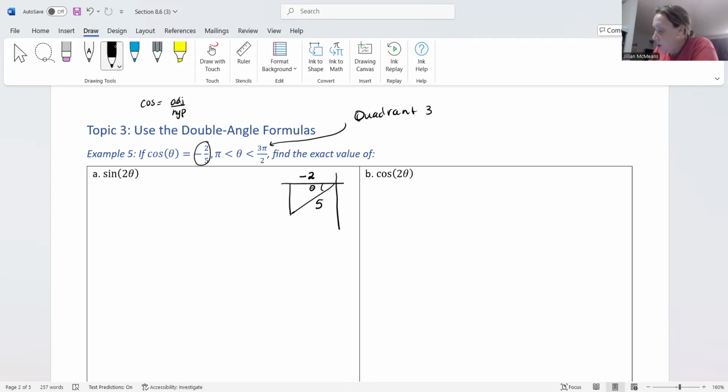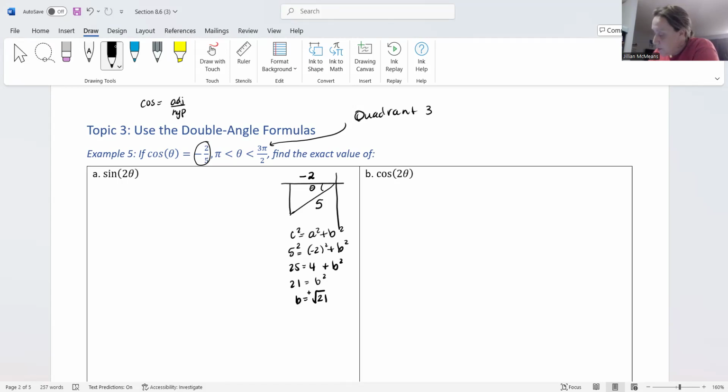All right, so I know that c squared equals a squared plus b squared. That's just the regular old Pythagorean theorem. So c in this case is 5, a is negative 2. We want to figure out what b is. Well, 5 squared is 25. Negative 2 squared is 4. So we so far have 25 equals 4 plus b squared. Let's go ahead and subtract 4 from both sides. That's going to give me 21 equals b squared. And I need to take the square root of both sides. So I get that b is equal to the square root of 21.